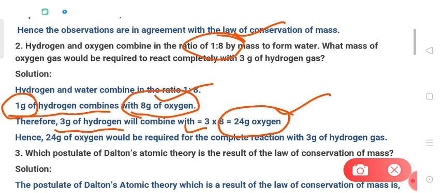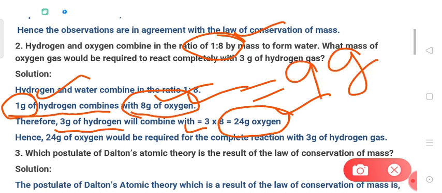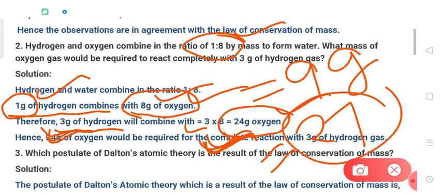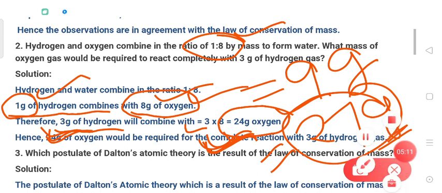So if there is 1 gram hydrogen, then 8 gram oxygen will combine and total mass of water that will be formed will be 9 gram. But if there are 3 gram hydrogen, 3 into 8 equal to 24 gram oxygen will combine, and the total mass of water that will be formed will be 3 plus 24 equal to 27. So the answer is 24 gram oxygen will combine with 3 gram hydrogen to make 27 gram water. Okay, now let's move on to the next question.